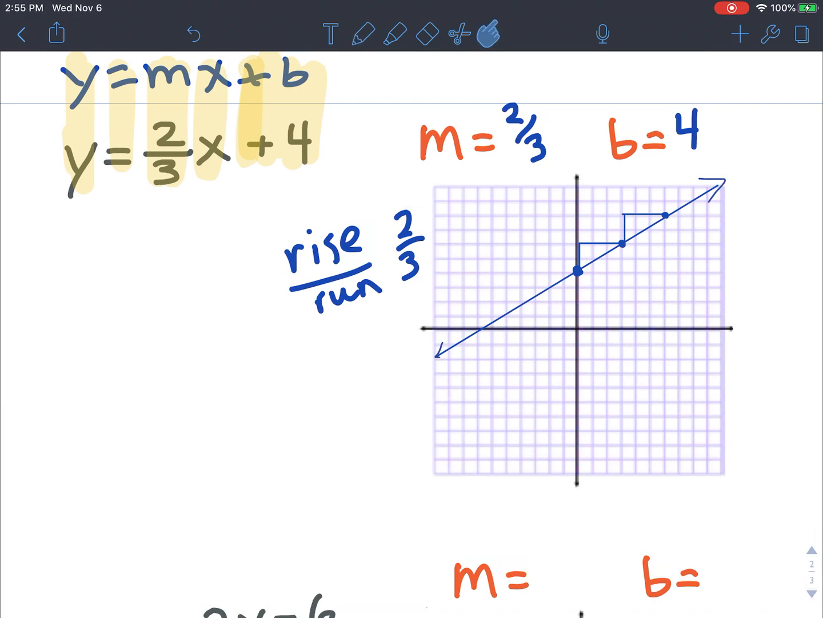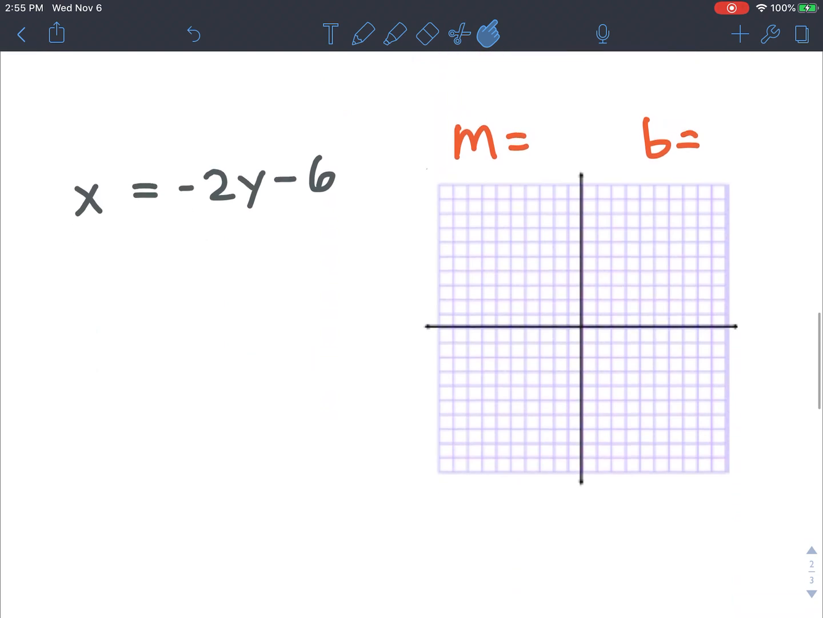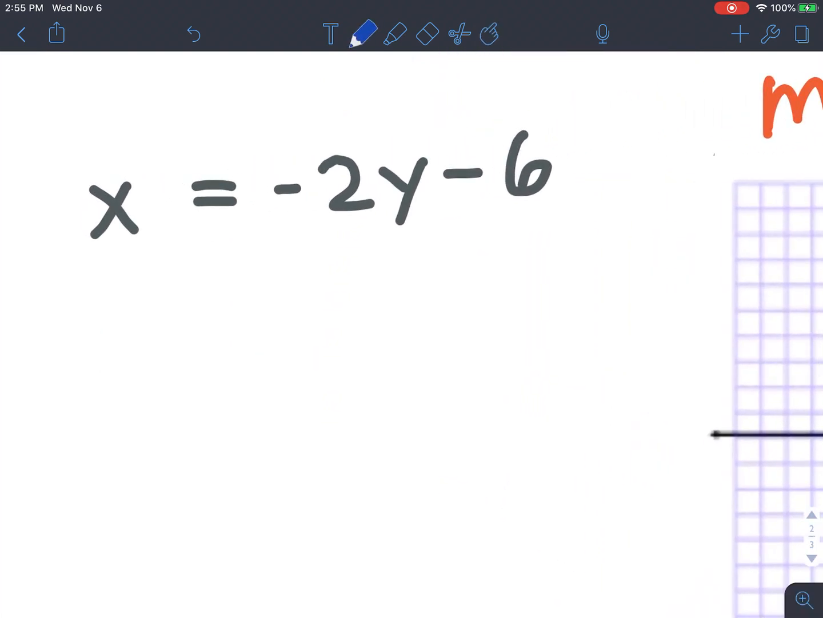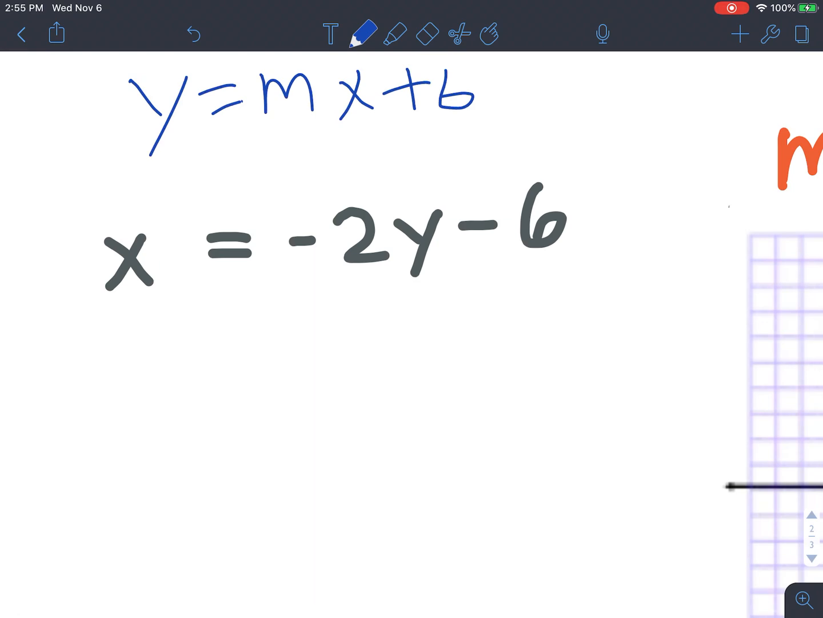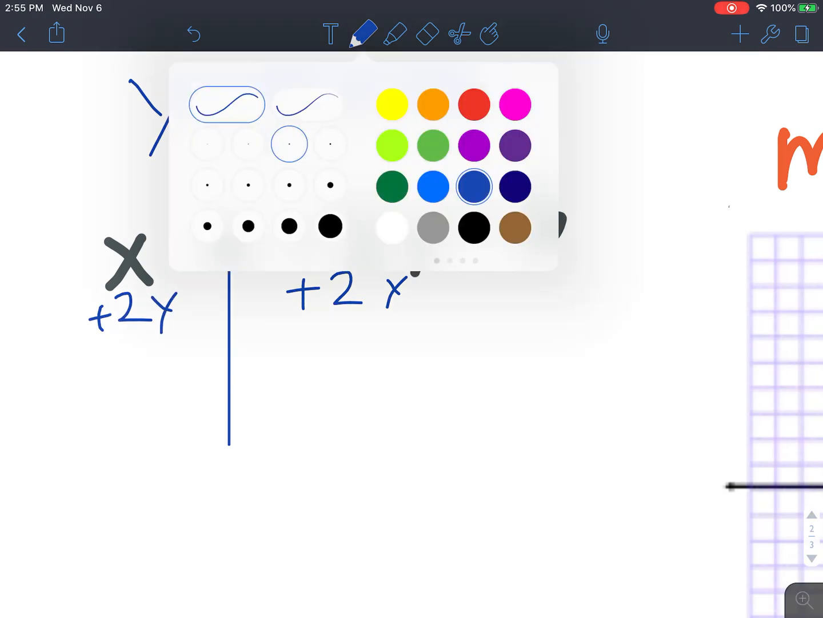Okay? Let's look at one more example. Sometimes they won't be in slope-intercept form. Sometimes they'll be all jumbled up. So this is what we want it to be, but it's in the wrong form. So I need to solve for y. If I'm taking this equation and solving for y, what I'm going to do first is add 2y to both sides. I want to send the y's to the left.